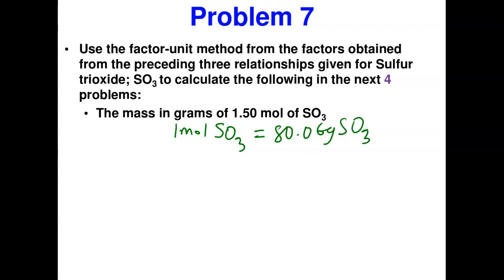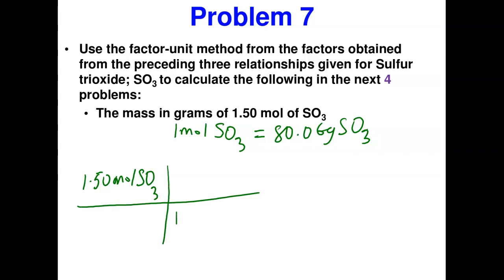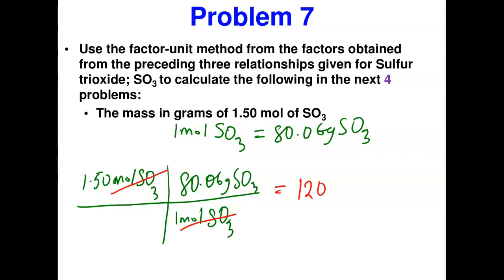So what do we do? We start with what we're given. So we're given 1.50 mole of SO3. And then we have to cancel the mole because the mole is going to be down. So 1 mole of SO3 will give me 80.06 grams of SO3. And if you do your cancellation well, mole of SO3 will cancel out, and our answer is going to be 120.09 grams of SO3.